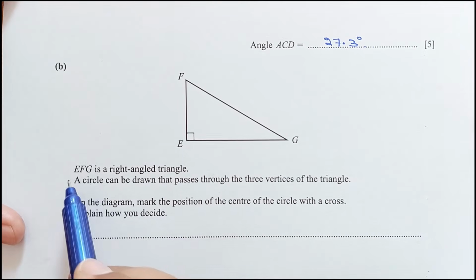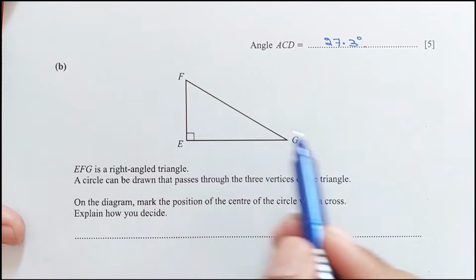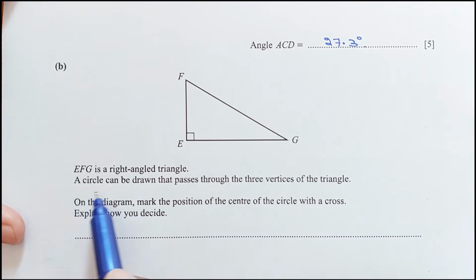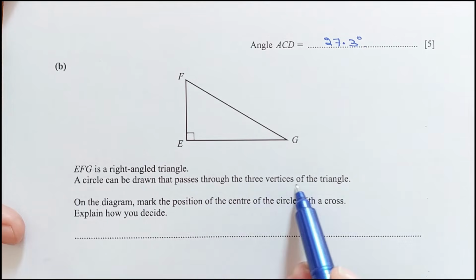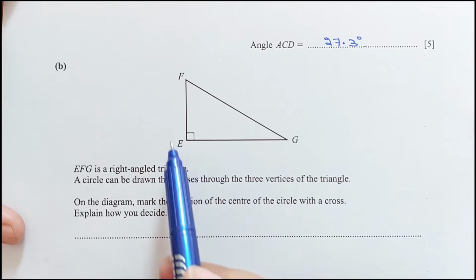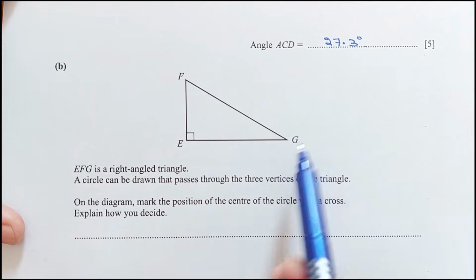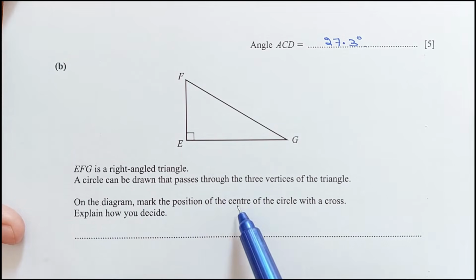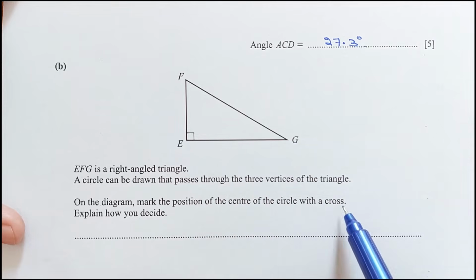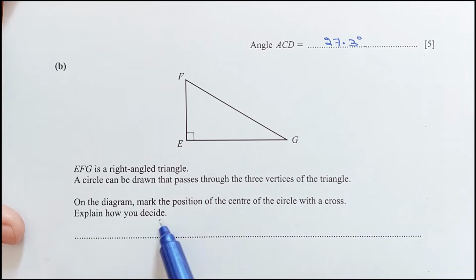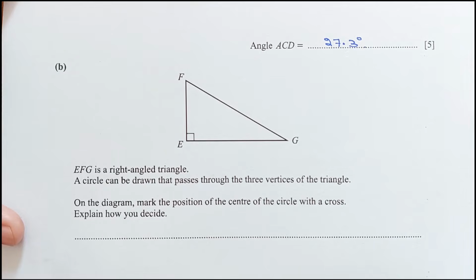Now for part B, EFG. EFG is a right angle triangle. A circle can be drawn that passes through the three vertices of the triangle, that passes through E, F and G. On the diagram, mark the position of the center of a circle with a cross. Explain how you decide. We have to mark the position of a circle and then explain.